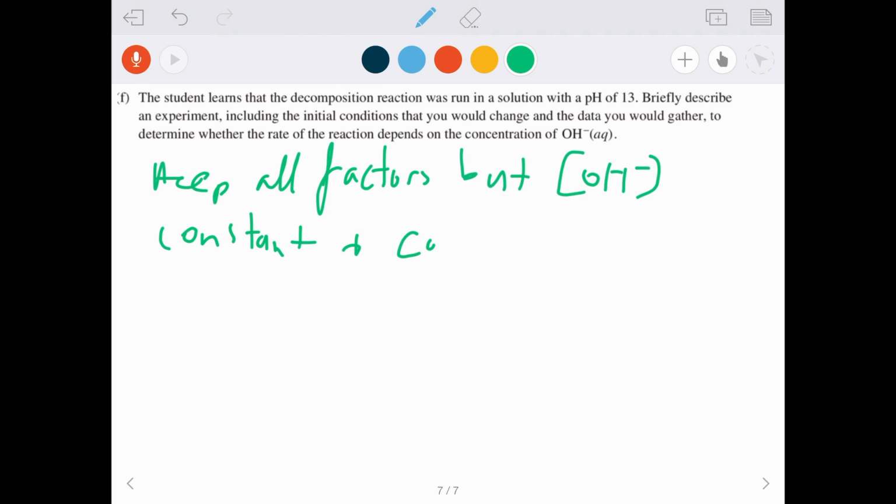and collect data. Because by keeping all other factors except for the concentration of hydroxide constant, we're only changing the pH, and so any change that happens as a result of our different trials will be only due to the pH and nothing else.